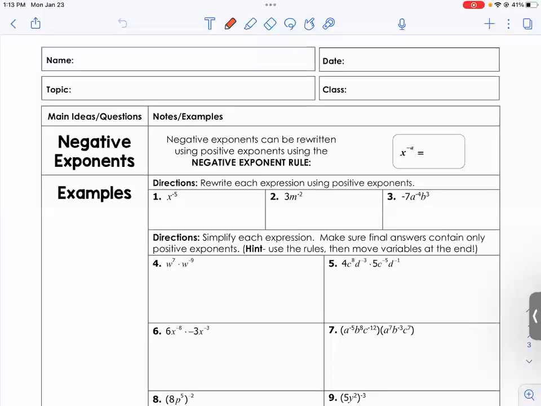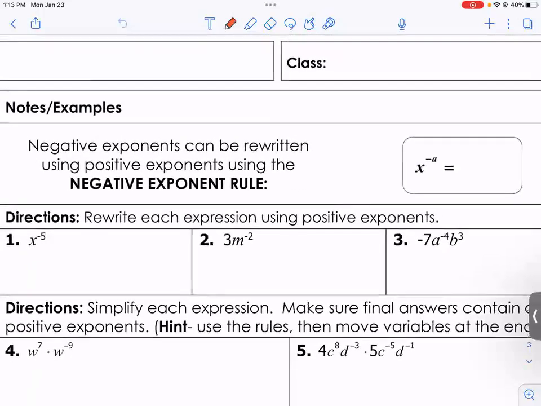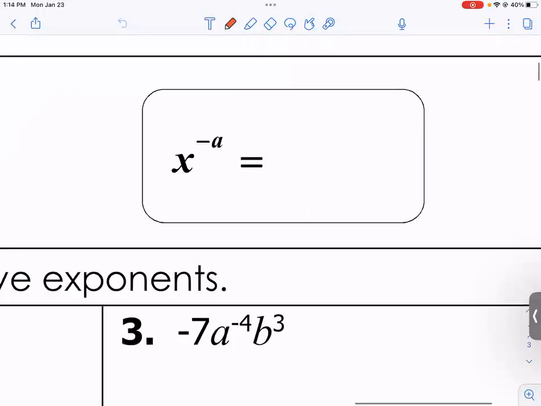So here we go, negative exponents. Guess what? Negative exponents are not okay to leave in an answer. If you have a negative exponent, it must be rewritten. A negative exponent will have to go in the denominator. And once it crosses that fraction bar, it becomes positive.